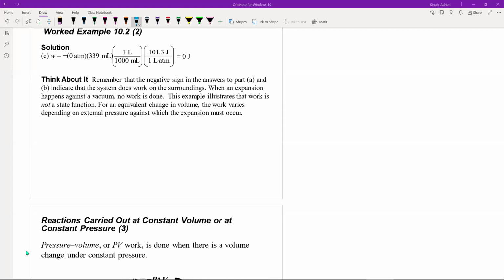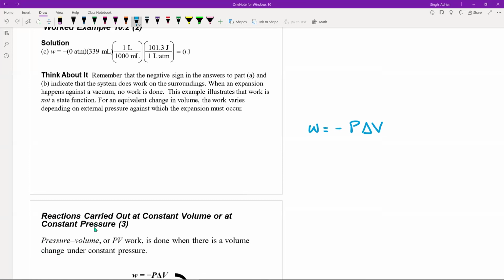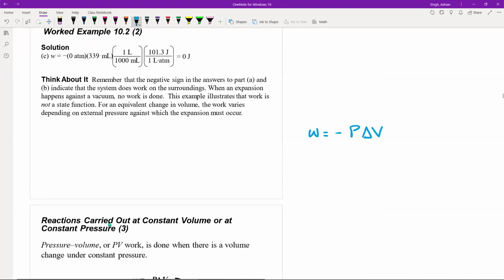So let's take a look at how we can now interpret and make some mathematical predictions about what should happen, what shouldn't happen when we have either constant volume or constant pressure conditions. So we've seen that the work done is equal to negative the pressure times the change in volume. We've also seen that the change in internal energy of a system is equal to the sum of Q plus W, where Q is the heat and W is the work done.